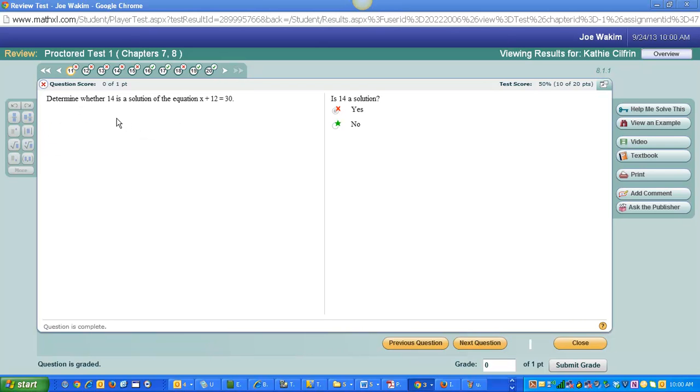On number 11, determine whether 14 is a solution. So you substitute 14 here, and 14 plus 12 is 26, and 26 is not equal to 30, therefore the answer is no.